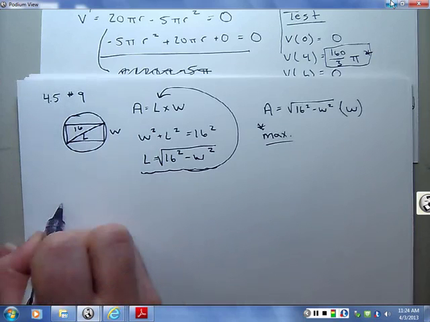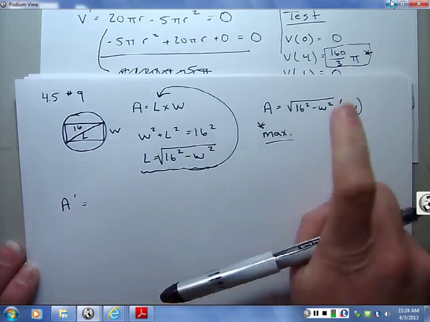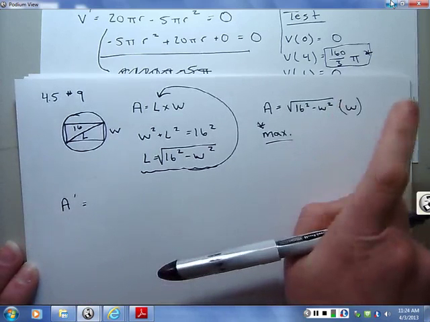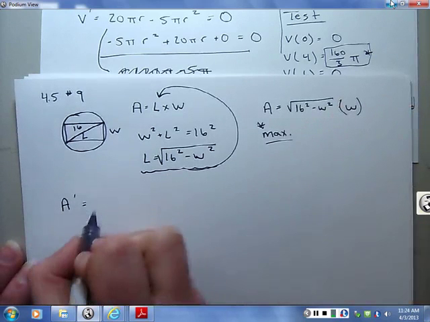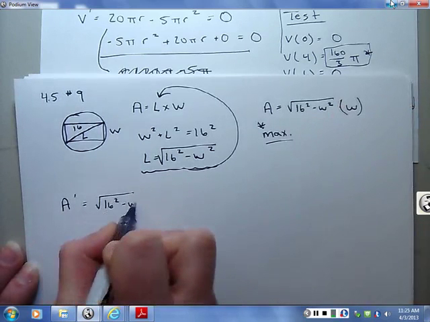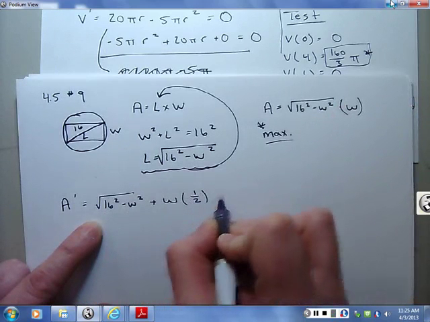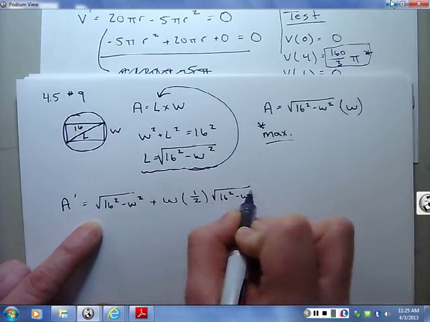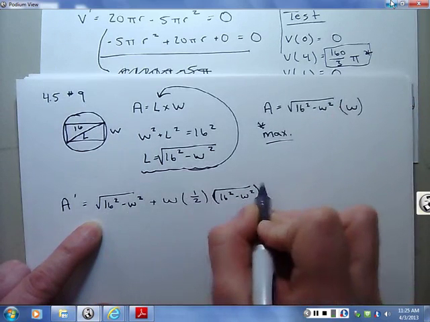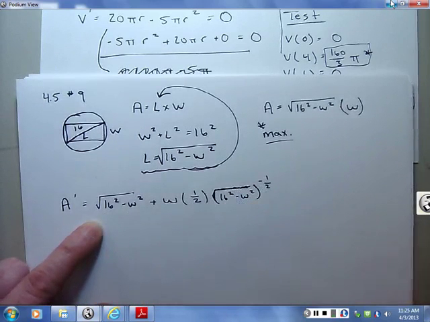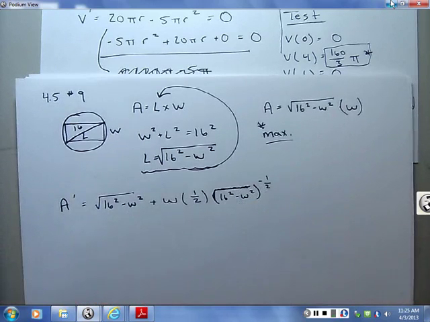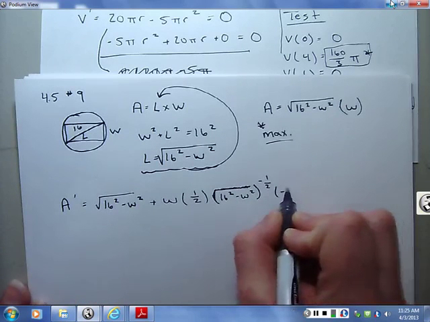So here, what is the derivative of area? Derivative of the first one, hold the second one, plus the derivative of the second one, hold the first one. So this would be the square root of 16 squared minus w squared, plus w times 1/2 times (16 squared minus w squared) to the minus 1/2. What am I missing? The derivative of the inside. That's probably the most common mistake in these types of problems. Forgetting to do the chain rule here. So I'm missing minus 2w.